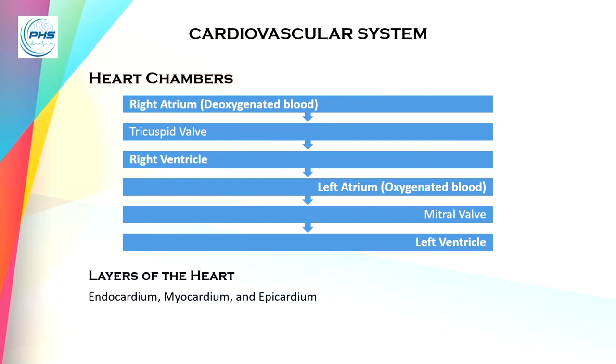Next, myocardium. Myocardium is the muscular middle layer of the wall of the heart. It is composed of spontaneously contracting cardiac muscle fibers, which allow the heart to contract. Heart contraction is an autonomic or involuntary function of the peripheral nervous system.